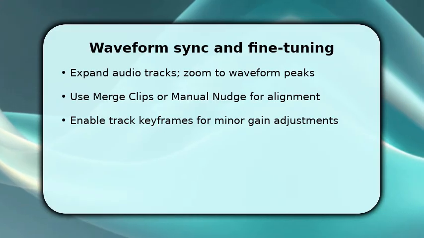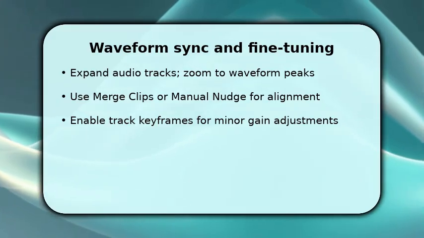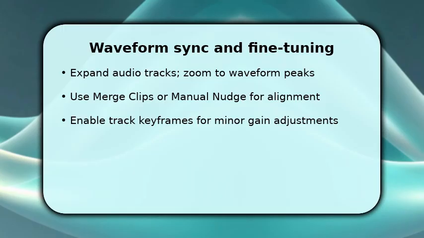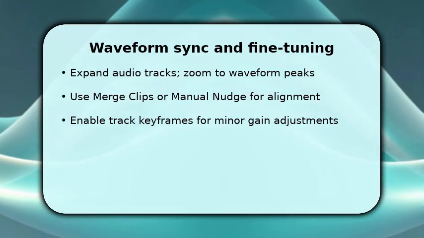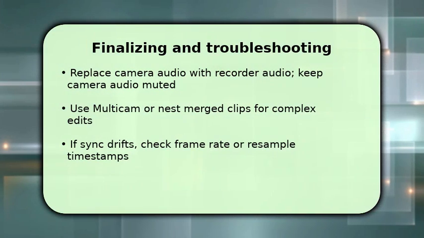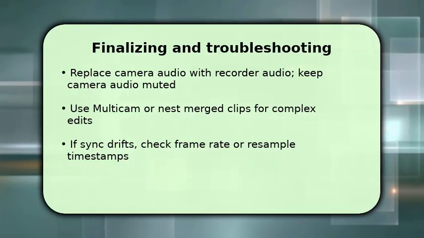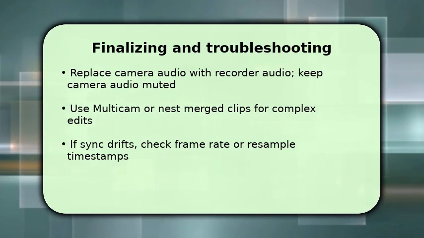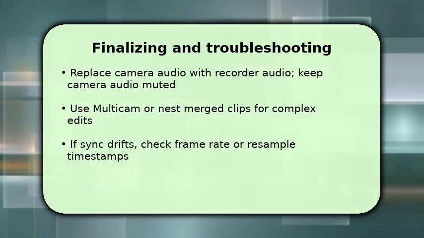Once visually aligned, play back the section to confirm. Listen for combing. If levels differ, add small gain adjustments or match loudness with clip keyframes. Finish by unlinking or muting camera audio and using the high-quality recorder track as your primary source. Relink or replace with clip to swap audio cleanly.